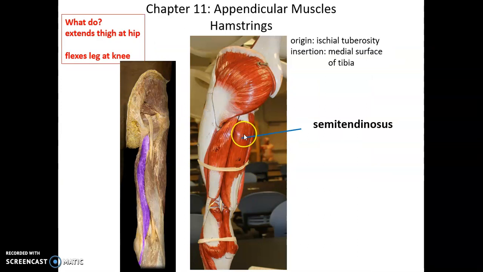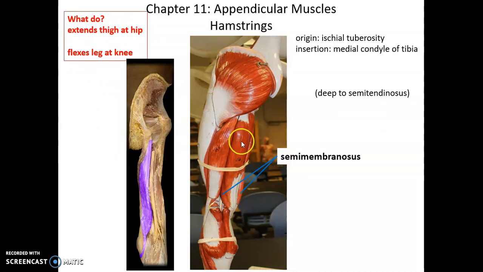Medial to it is semitendinosus. Semitendinosus has its origin on the ischial tuberosity, and it inserts on the medial surface of the tibia, and it can extend the thigh at the hip joint and flex the leg at the knee joint.